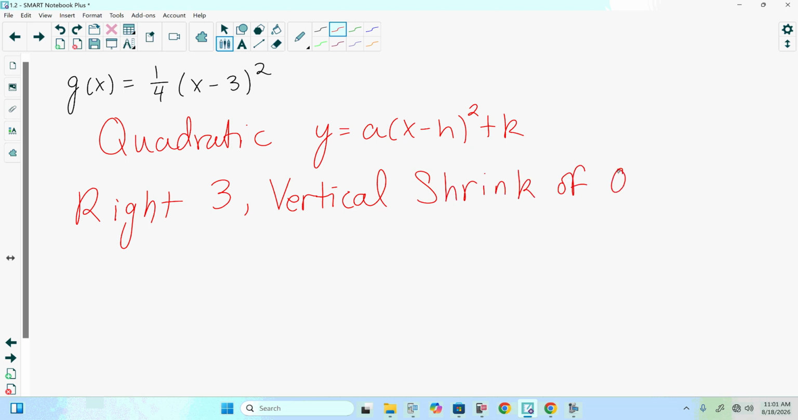of 1/4 or 0.25. Both are the same thing. So the description, our transformation for this here, is right 3 and a vertical shrink of 1/4.